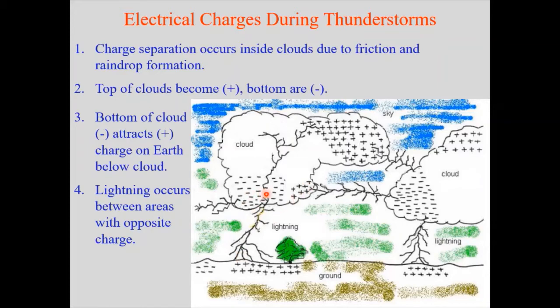So that's cloud to ground lightning. There's also cloud to cloud lightning. You can see the negative part of this cloud here. We can have a lightning bolt going over to a positive part in the cloud next to it.